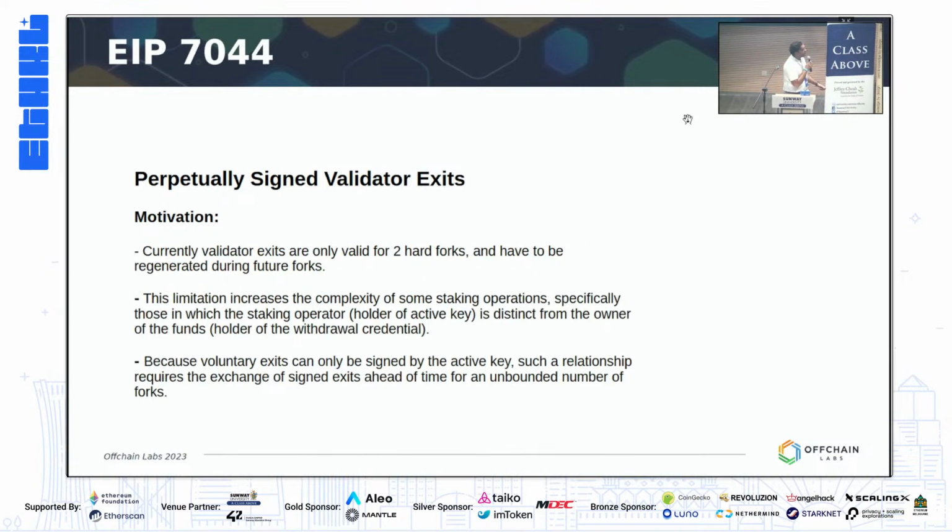So the main reason that we are trying to actually introduce this EIP is so that it improves the UX of actually creating a voluntary exit. So right now, staking pools have separation of hotkeys and withdrawal keys. So what could happen is that if you have 2 hard forks on the line, the individual that actually possesses the hotkey can actually grief the individual possessing the withdrawal key by not signing a new voluntary exit. So you could have funds stuck perpetually in the consensus layer. So to prevent this UX degradation, we allow perpetually signed voluntary exits to be valid for all future forks.